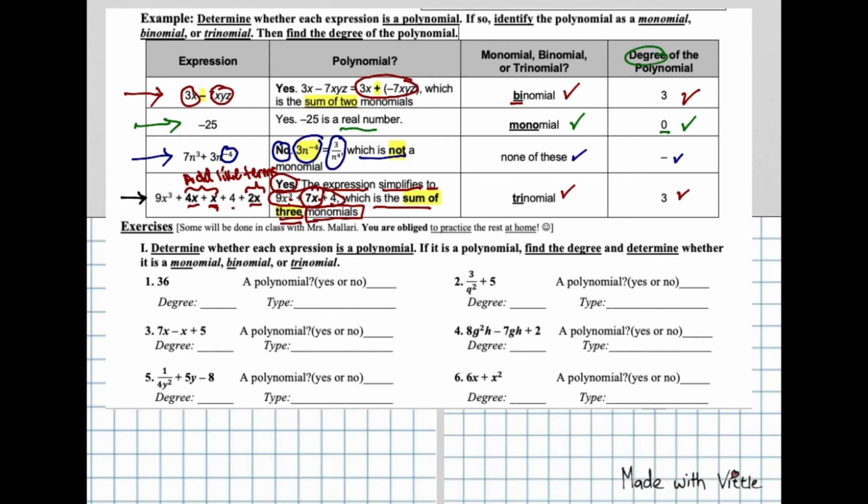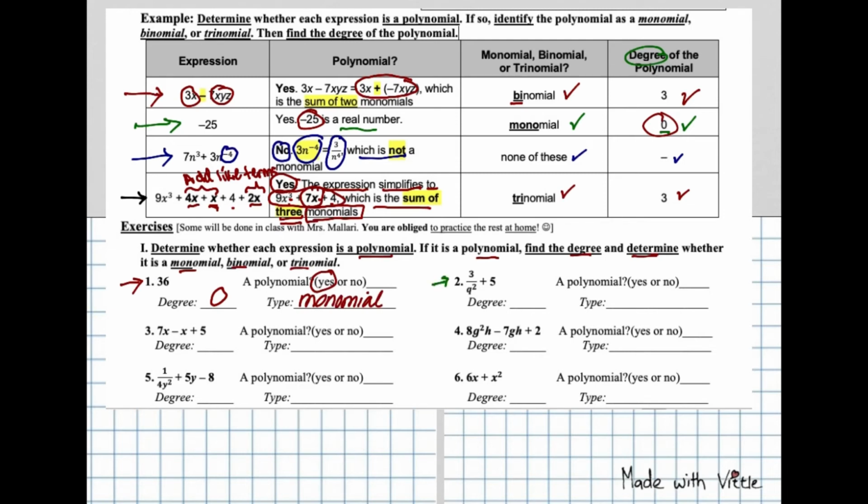Now let's try to determine whether each expression given below is a polynomial. If it's a polynomial, we're going to find the degree and determine whether it's a monomial, binomial, or trinomial. Look at the first item, 36. 36 is a what? Monomial. So therefore, it's a polynomial. What is the degree of 36? Just like that negative 25, it will have a 0 degree. What type of polynomial is this? It's just a single term, therefore it's a monomial.